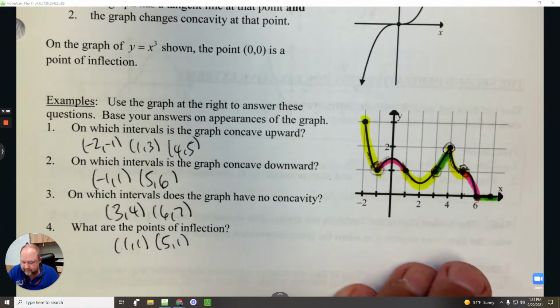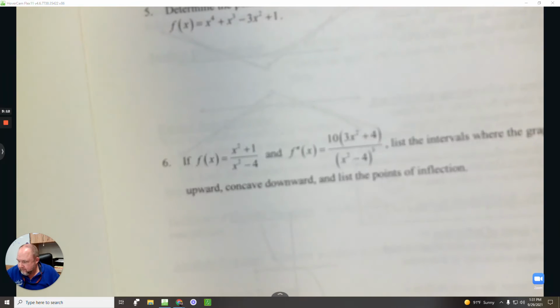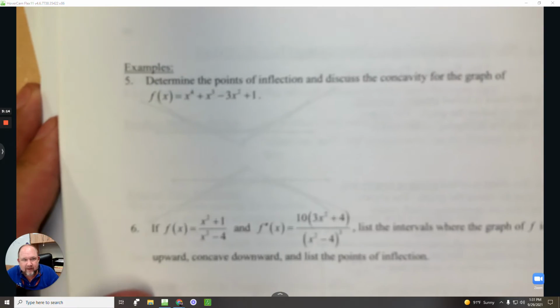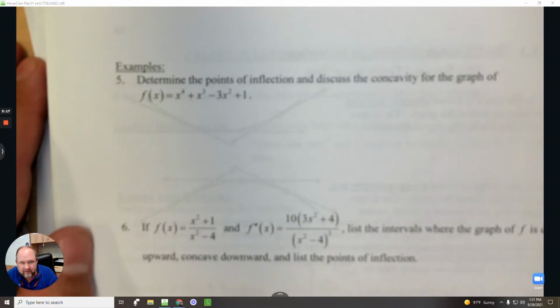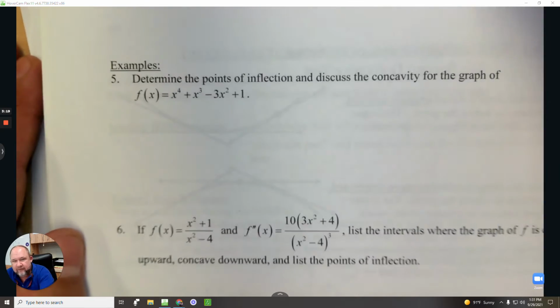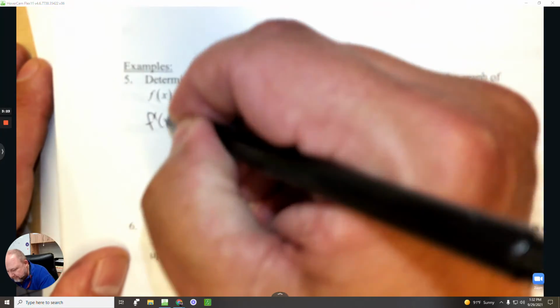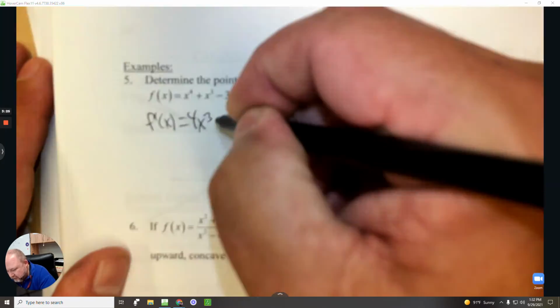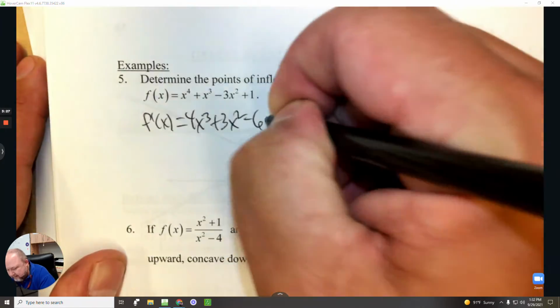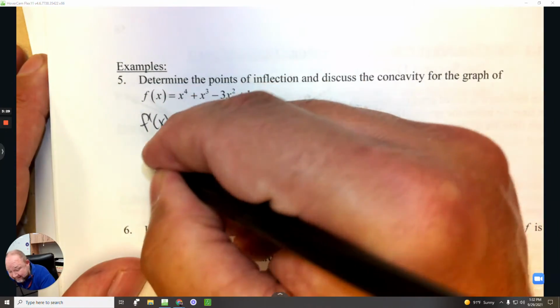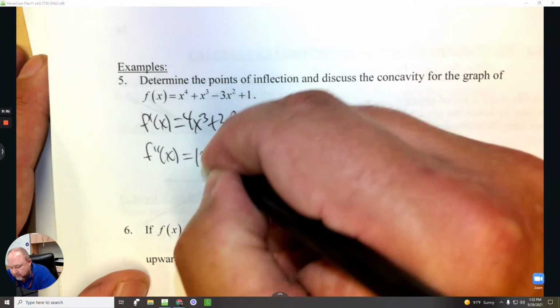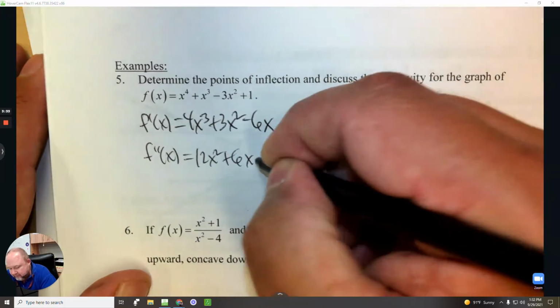Turn the page. So we're now going to find concavity algebraically, not on a graph. And we need the second derivative to find concavity. So in order to find the second derivative, I needed the first derivative first. So the first derivative is 4x cubed plus 3x squared minus 6x. Then the second derivative, that's 12x squared plus 6x minus 6.